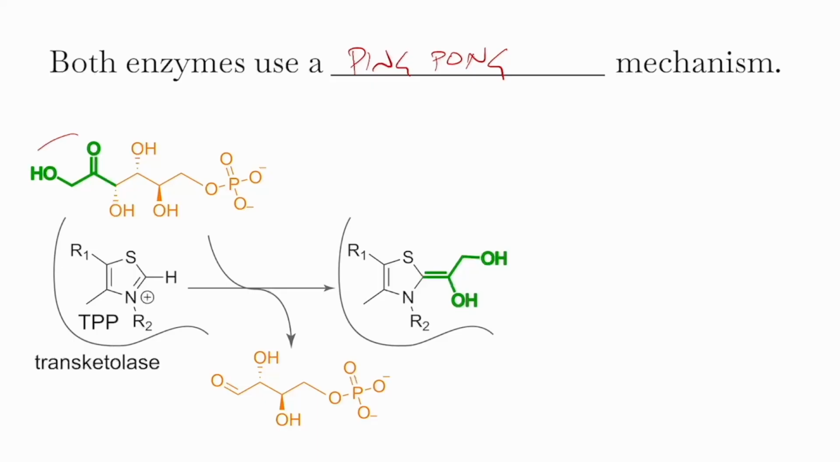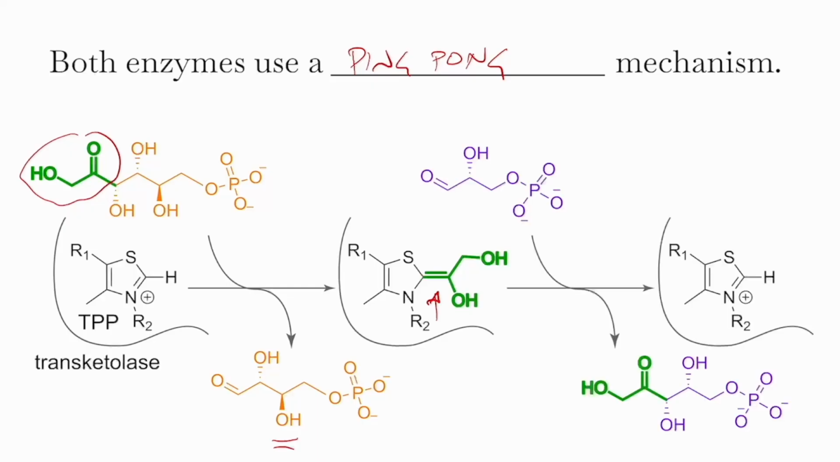What happens is the group that is being transferred ends up being covalently attached to the enzyme, and the first substrate then falls out. Then the next substrate comes in, and the covalently attached transferred group gets put on.